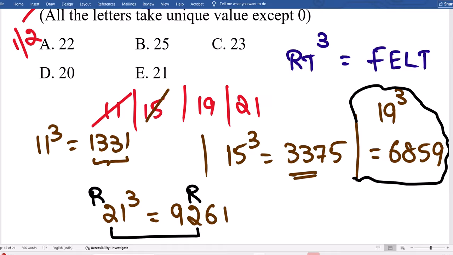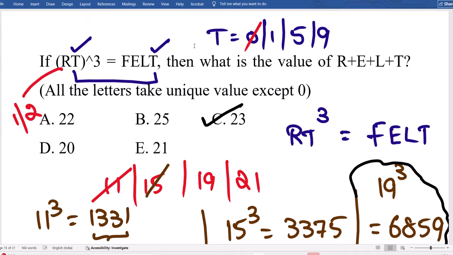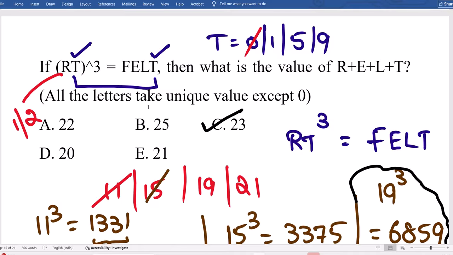But sir, what is the answer? 6 plus 8 plus 5 plus 9? No, R plus E plus L plus T. It's not F plus E plus L plus T. R plus E plus L plus T: 9 plus 9 is 18, 18 plus 5 is 23. After doing all this, many students will go for F plus E plus L plus T, because so far with SEND plus MORE equals MONEY we have been doing M plus O plus N plus E plus Y. This question is asking regarding powers.